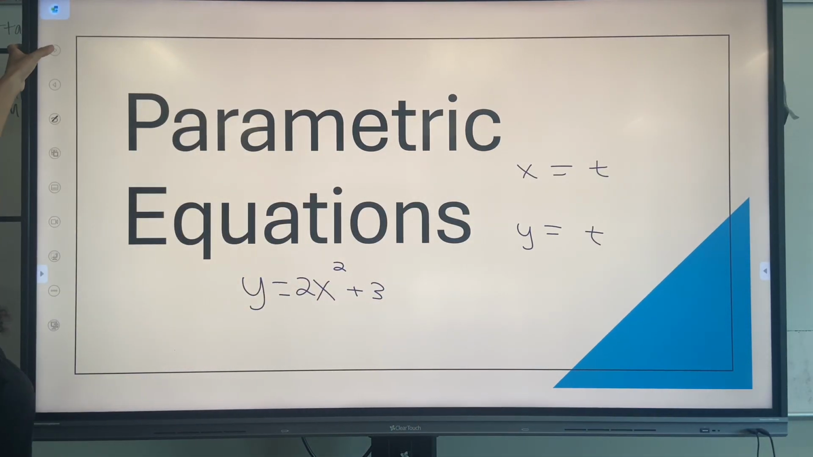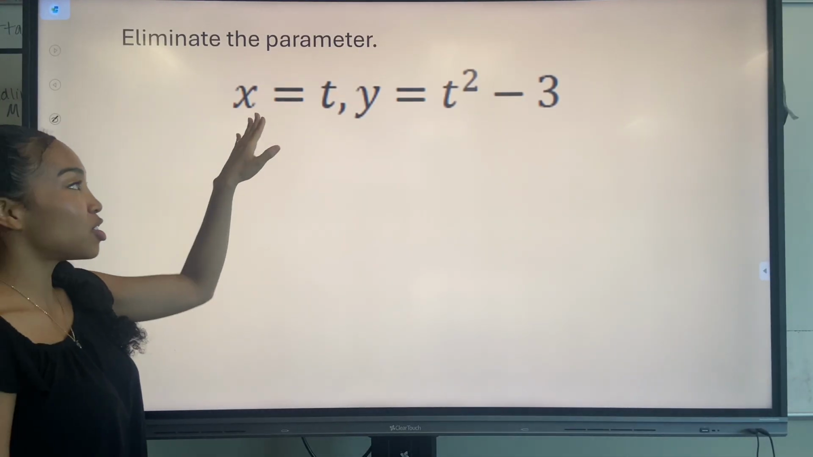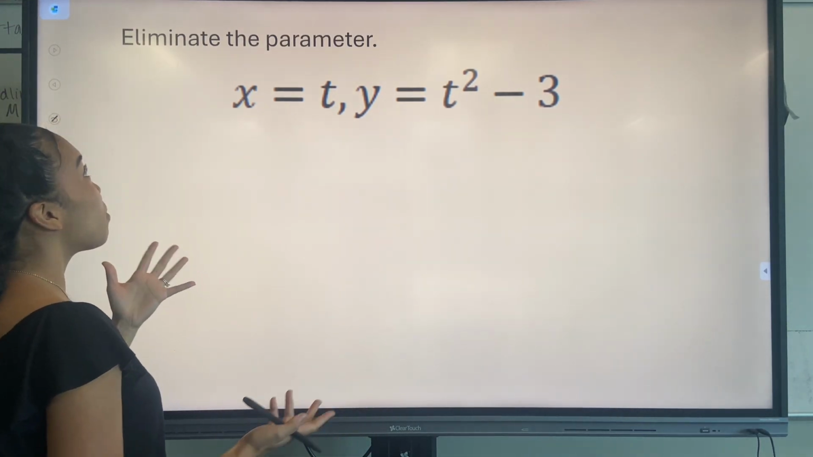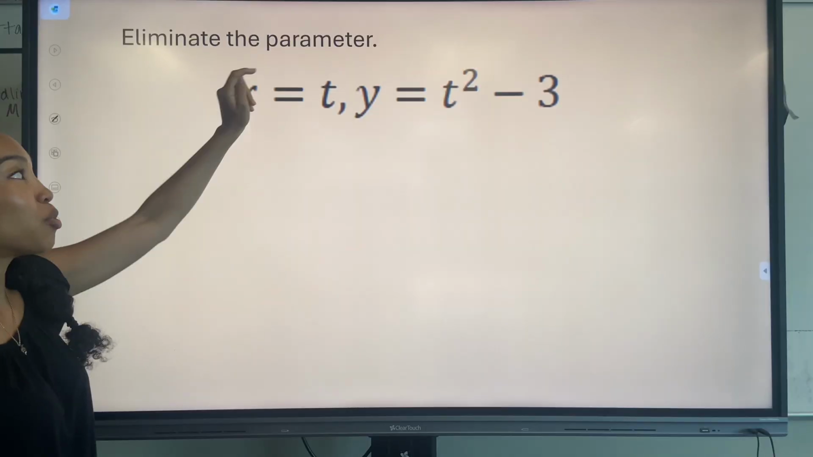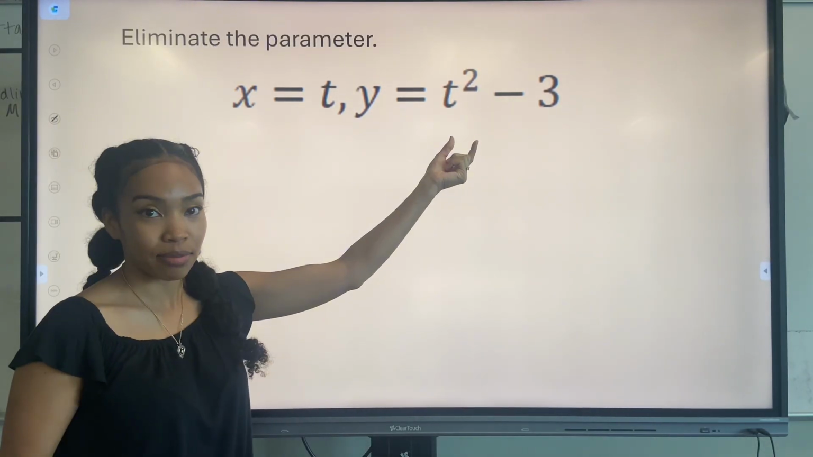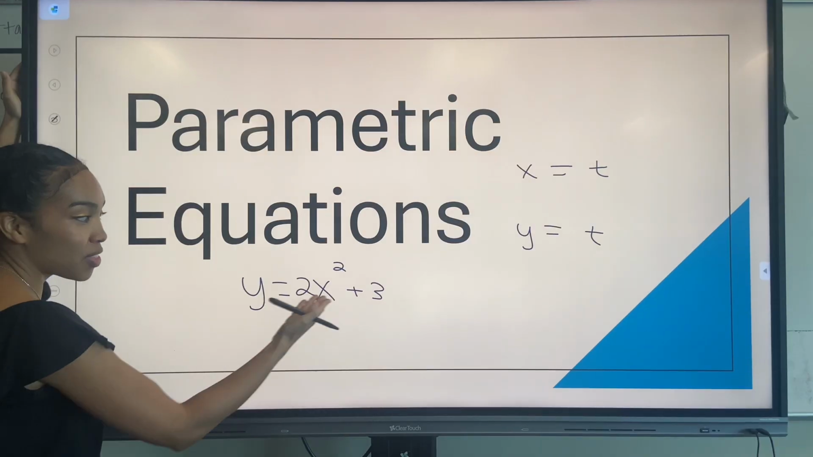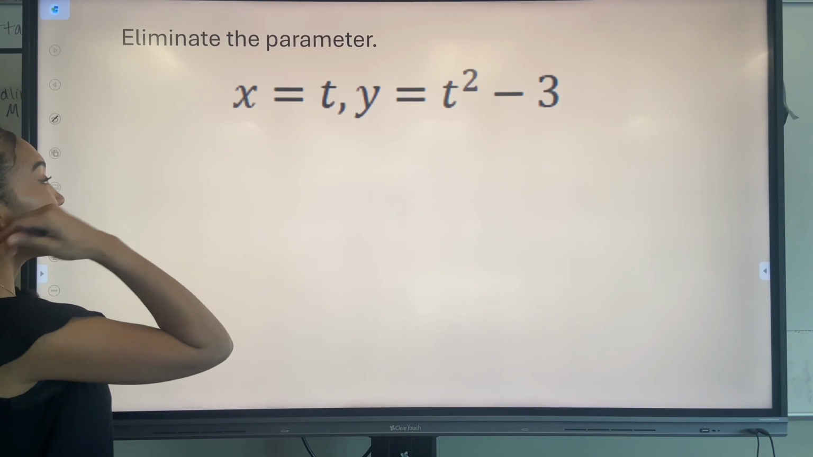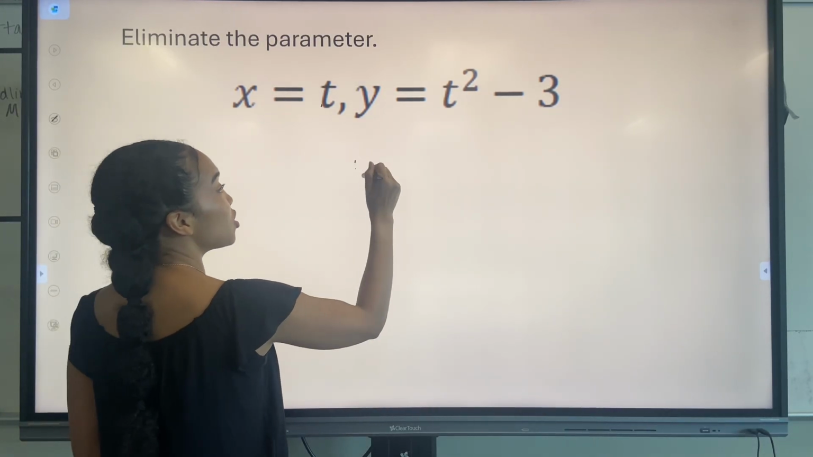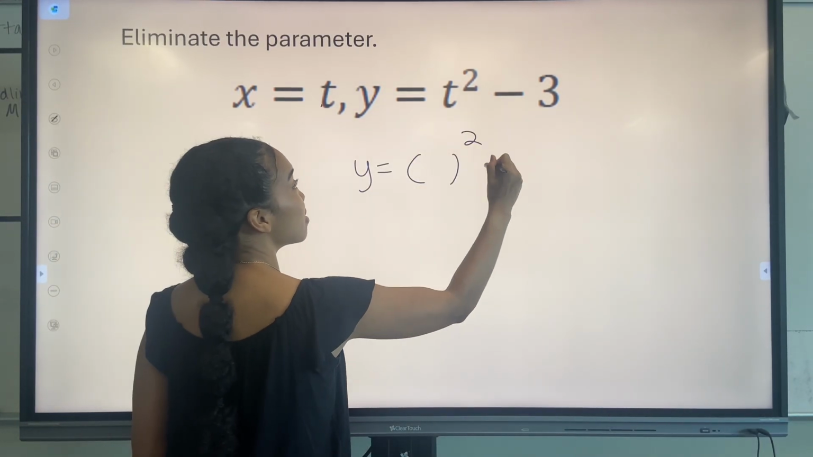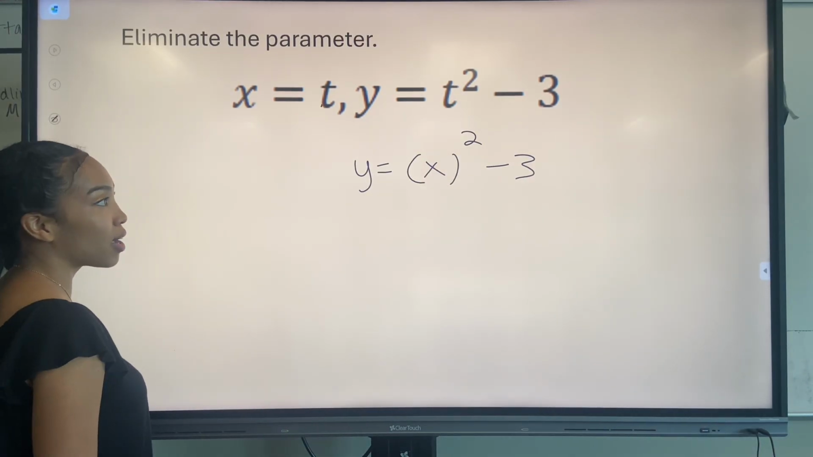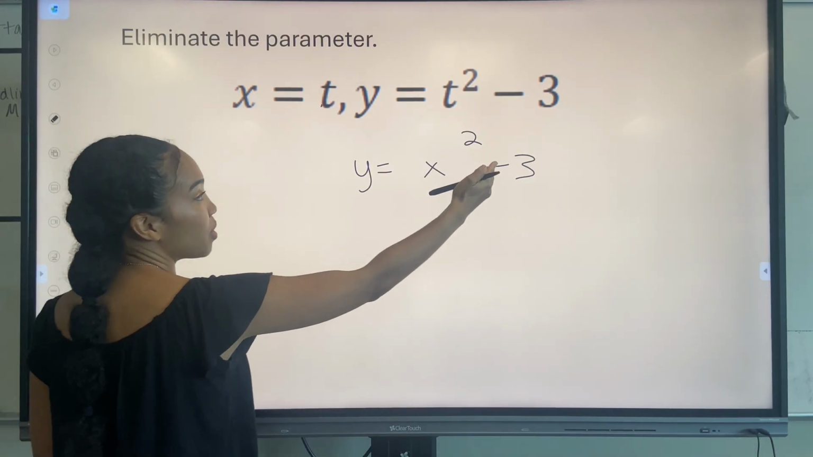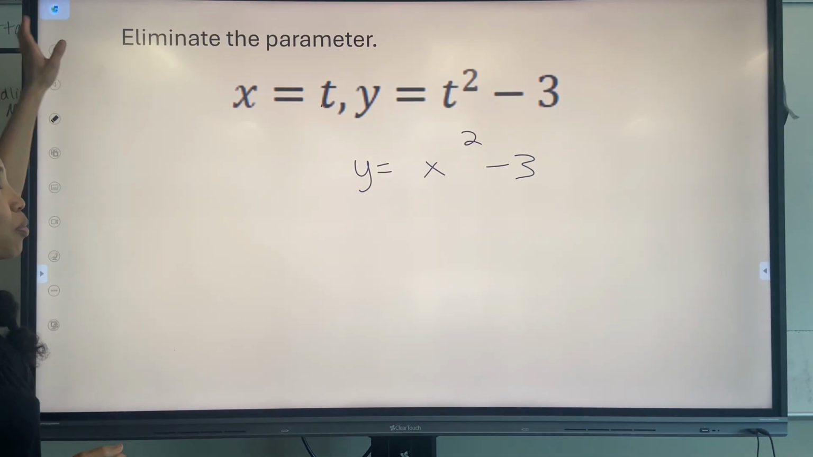So you'll have some function of t. So let's look at an example of a parametric equation. You have an x equation and a y equation, and your variable is t. So in this problem, we're going to eliminate the parameter. We're going to eliminate the variable t and get it back to something that we're used to seeing, an equation with y's and x's. So here, it tells me that x is t. So in this equation, where the t is, I can just put an x in its spot. So that's your equation. Y equals x squared minus 3. We eliminated the parameter t.